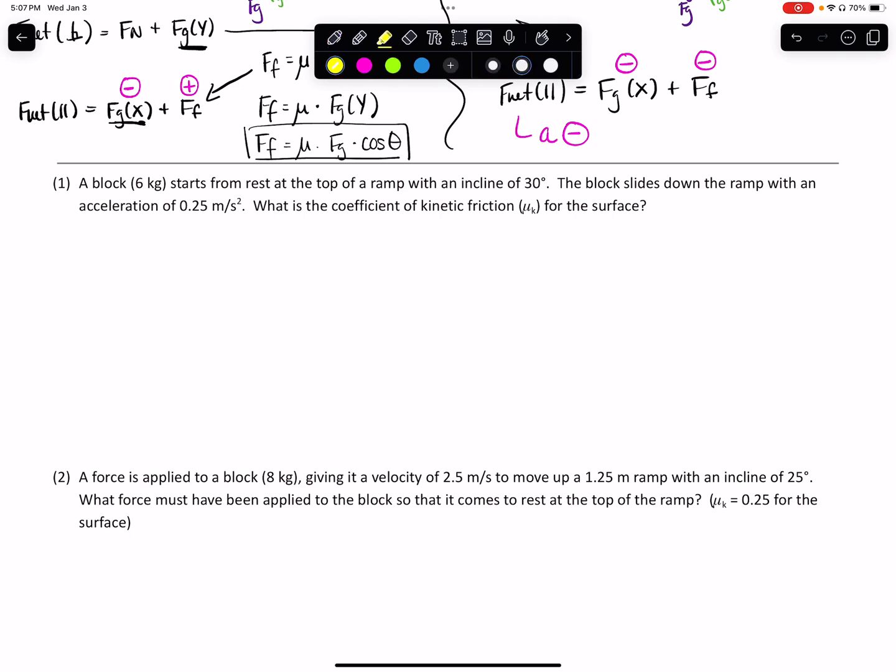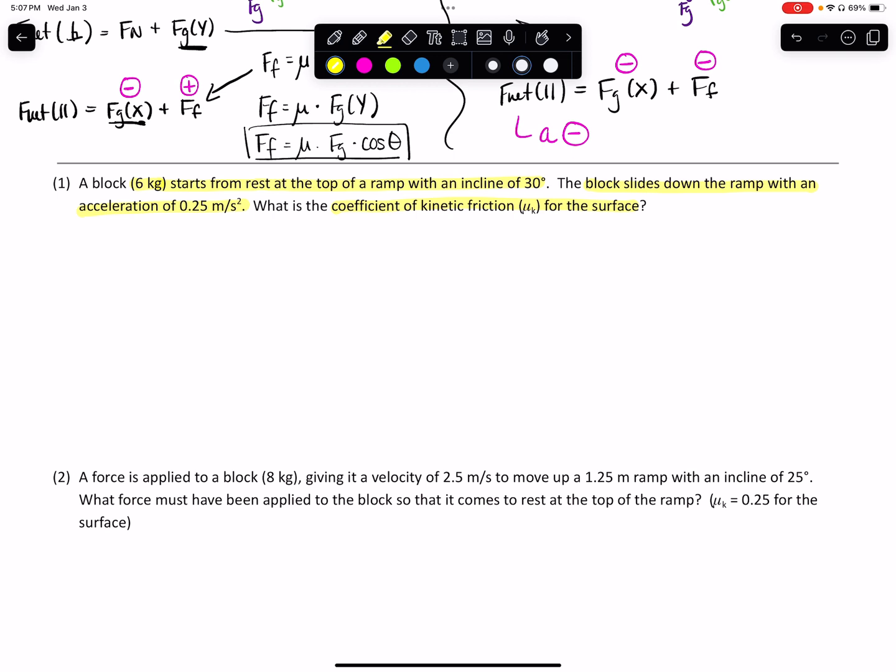We have a block that's 6 kilograms. It starts from rest at the top of a ramp with an incline of 30 degrees. The block slides down the ramp with an acceleration of 0.25 meters per second squared. What is the coefficient of kinetic friction?